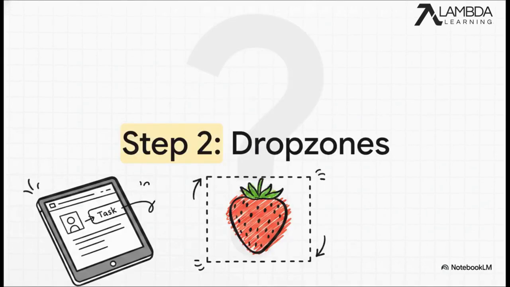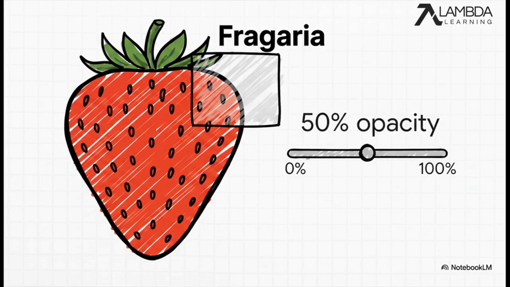Step 2 is Drop Zones. Over in the Task tab, drop a zone right on top of the strawberry. Label it Fragaria and set the opacity to 50. This keeps the fruit underneath totally visible.